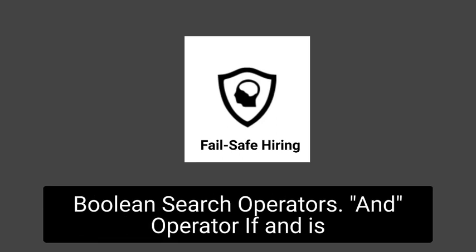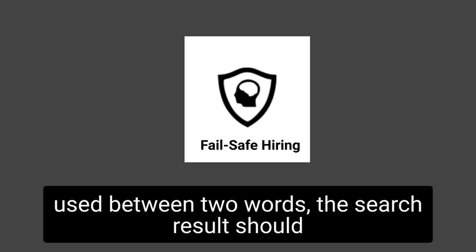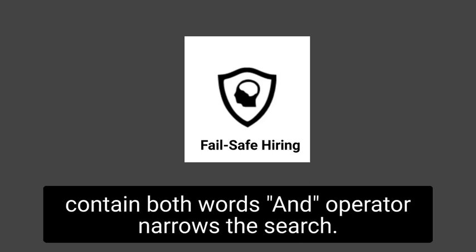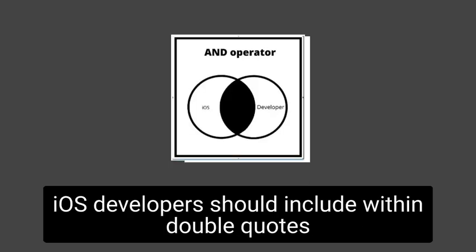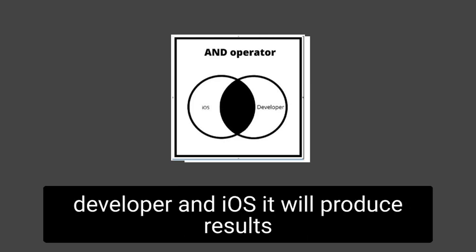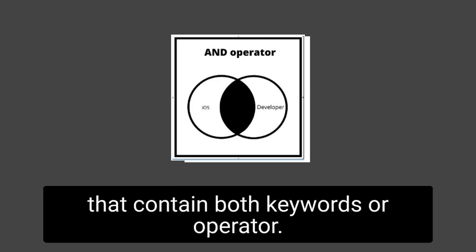Boolean search operators. AND operator. If AND is used between two words, the search result should contain both words. AND operator narrows the search. Example: a Boolean search string for recruiting iOS developers should include, within double quotes, "developer" AND "iOS". It will produce results that contain both keywords.